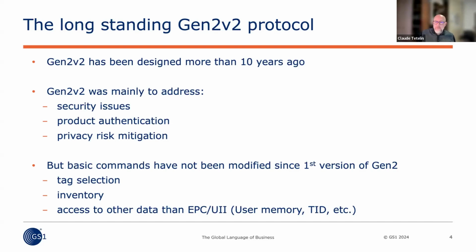But when you look at the basic commands for tag selection, for inventory, and also to access additional information stored in the RAIN tag, these commands have not been modified. So you are currently working with a protocol that was defined 20 years ago. So we decided to start the revision of the air interface protocol to resolve the new challenges that RAIN users are facing today.